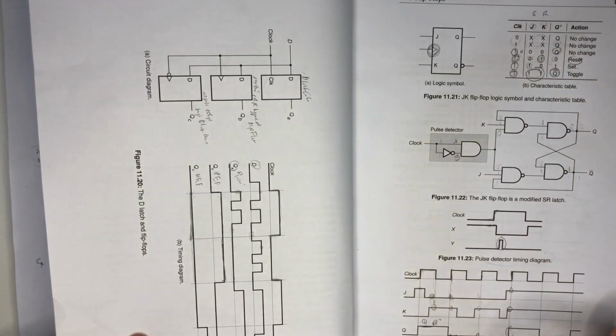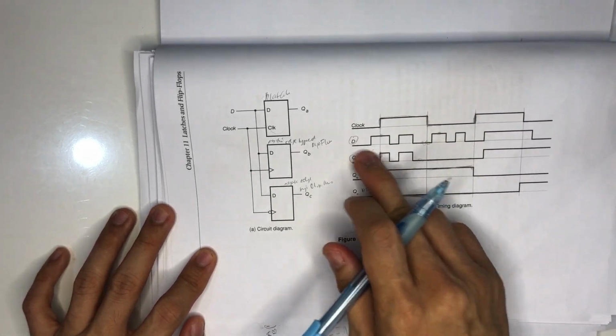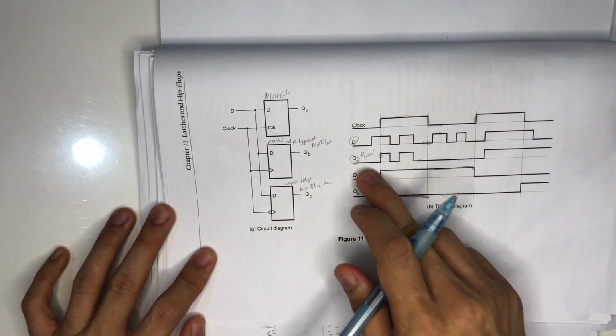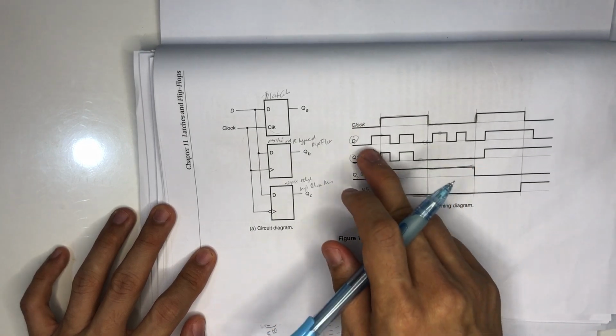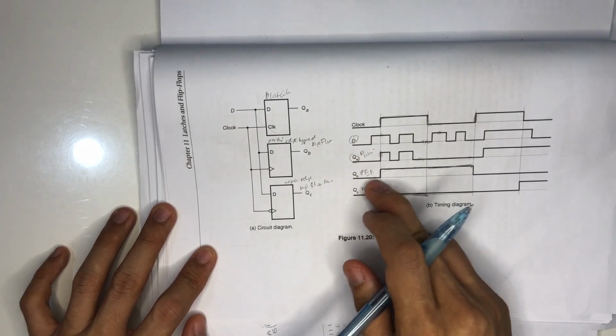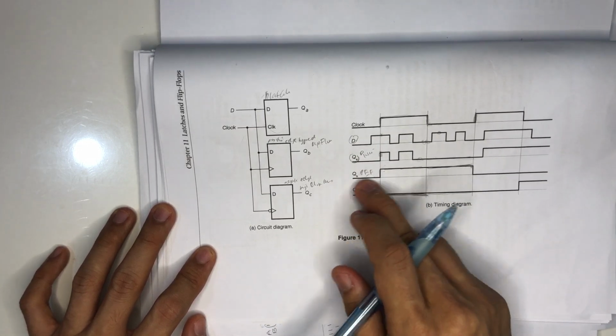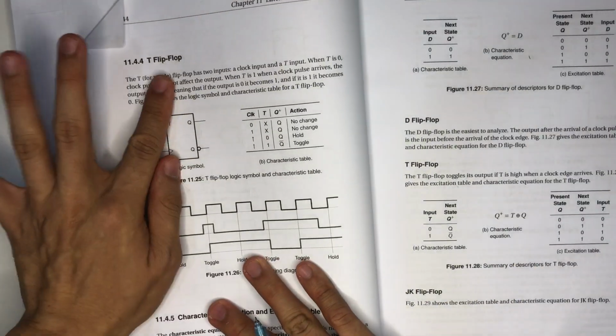I also covered the JK flip-flop operations and the comparison between the D latch, the positive edge trigger D flip-flop, and the negative edge trigger D flip-flop. D is the input. So next we will cover, starting from the T flip-flop.